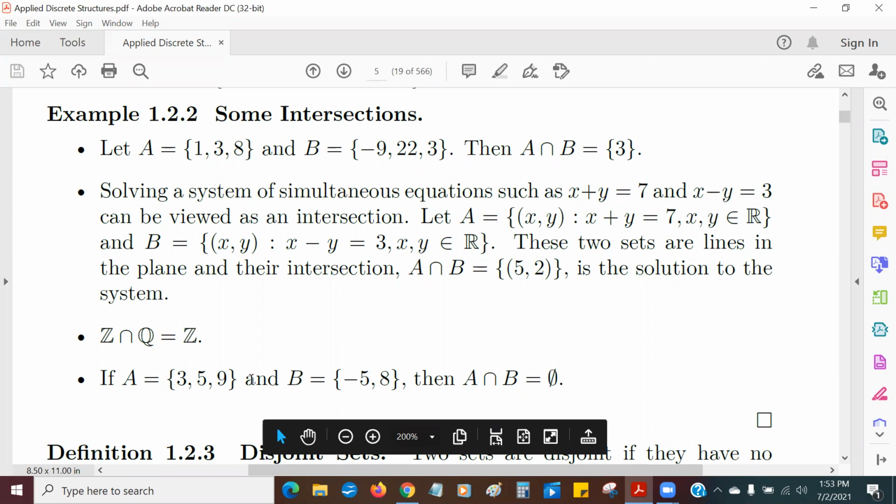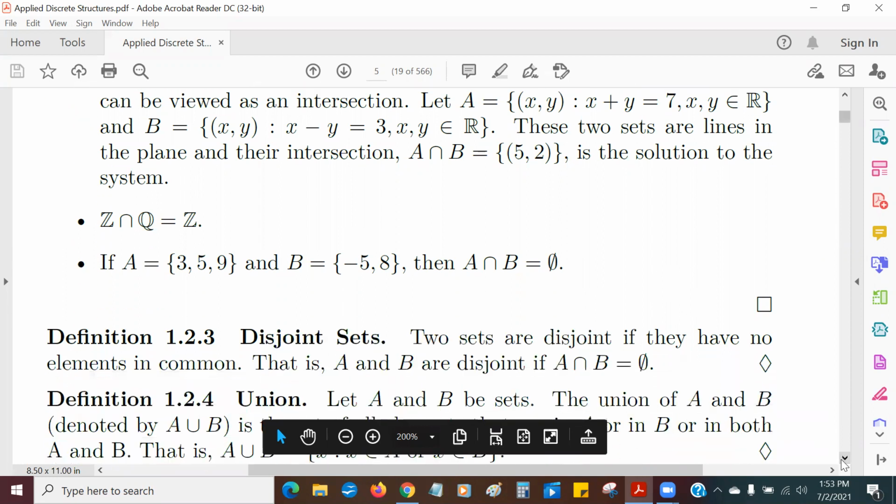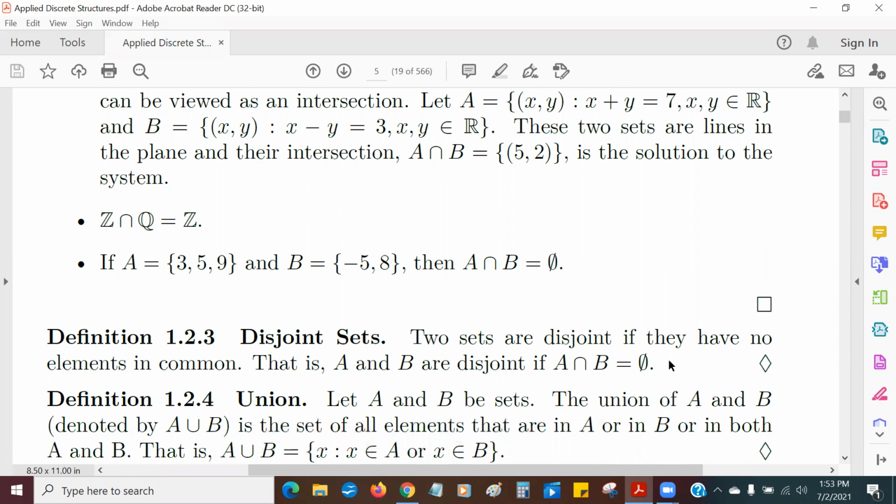These two sets are what we call disjoint. And if you don't believe me, let's look at the next definition. Two sets are disjoint if they have no elements in common, that is, A and B are disjoint if A intersect B equals the empty set. And that, by the way, is what a partition is. A partition is when you separate a set into disjoint subsets, but the union of those disjoint subsets has to equal the entire set. Then it's called a partition.